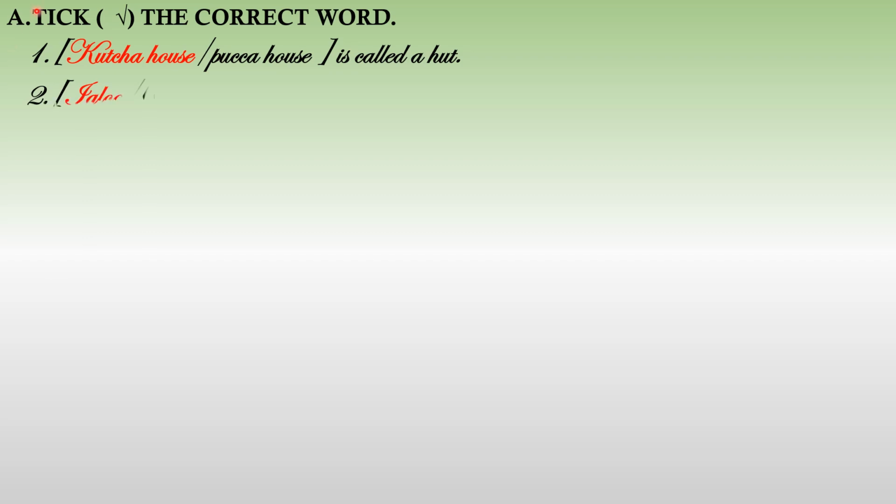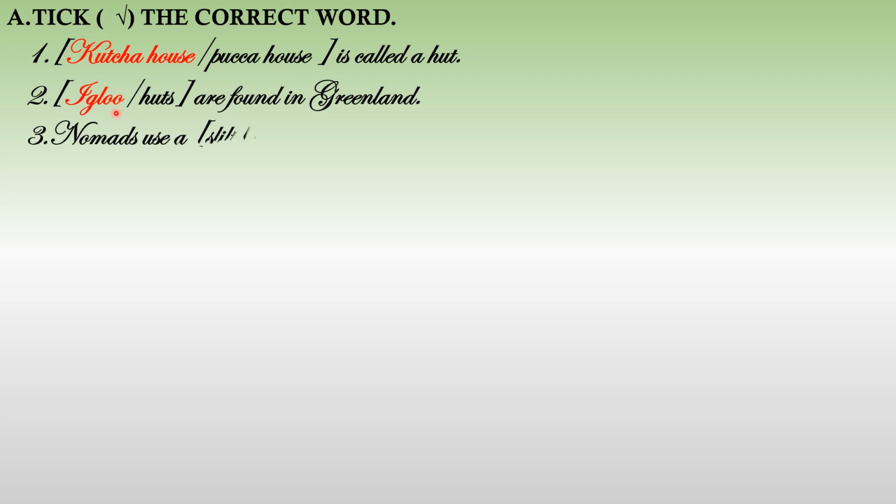First one is tick the correct words. So children, you have to tick the correct words from these sentences. First one, kacha house or pakka house is called a hut. So children, kacha house is called a hut. Next one, are found in Greenland, igloos or huts? Igloos. Igloos are found in Greenland because there is so much cold.